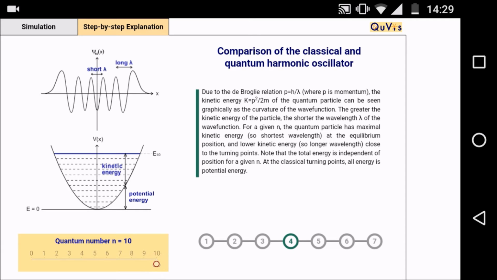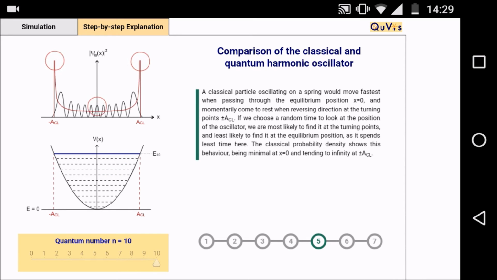Note that the total energy is independent of position for a given n. At the classical turning points, all energy is potential energy. Okay, and I'll remind you, n is the quantum number. A classical particle oscillating on a spring would move fastest when passing through the equilibrium position x equals 0, and momentarily come to rest when reversing direction at the turning points.